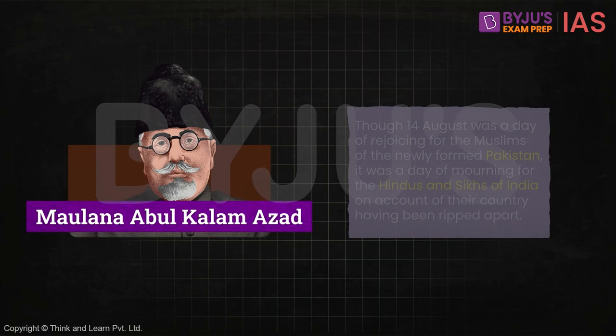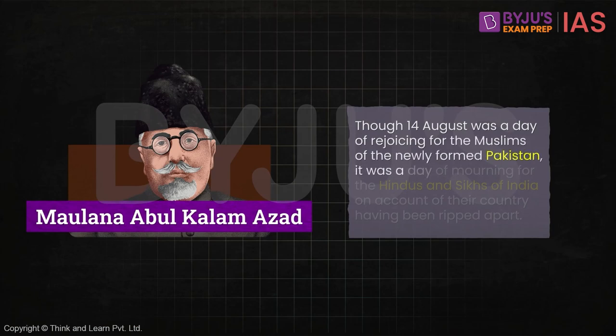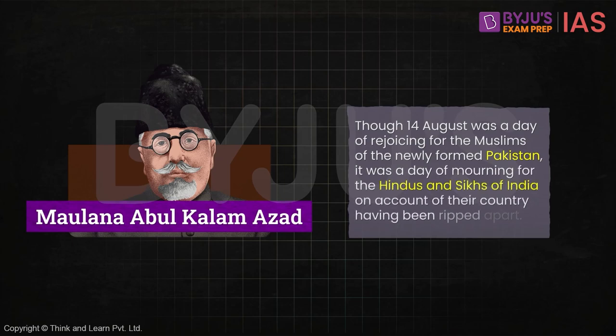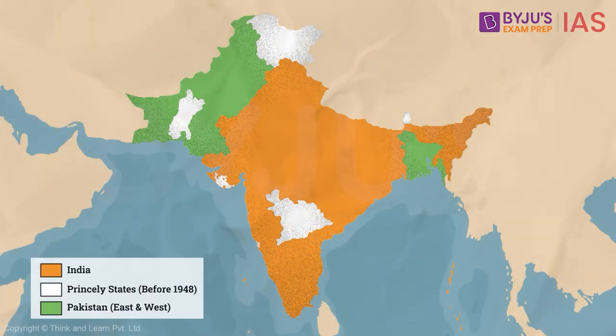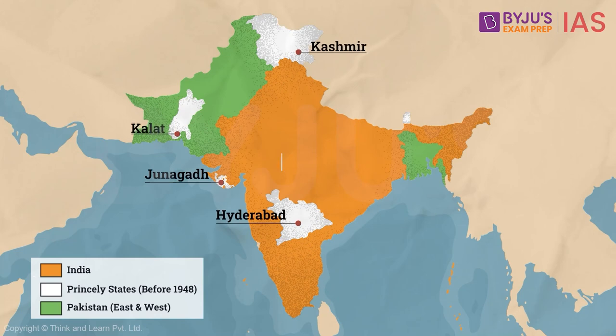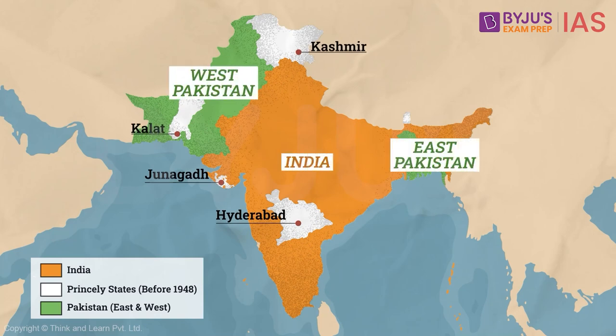Maulana Abul Kalam Azad observed that though 14th August was a day of rejoicing for the Muslims of the newly formed Pakistan, it was a day of mourning for the Hindus and Sikhs of India on account of their country having been ripped apart. Also, the question of the accession of several princely states was fiercely contested by India and Pakistan, giving rise to regional tensions, some of which are still present to this day.